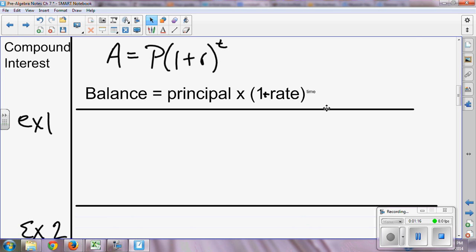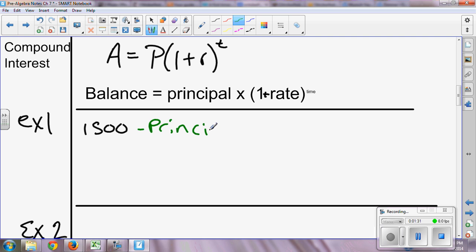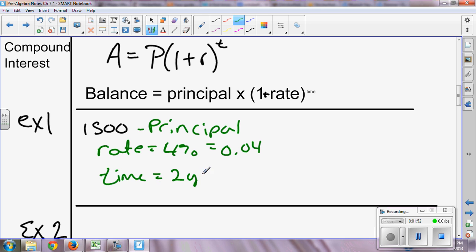Starting with example 1, find the interest earned after 2 years for the bond described above. People buy bonds as a way to earn money. If a $1,500 bond earns 4% simple interest, right there they're telling you that that is the principal because that's how much it's worth to begin with. 4%, so we have a rate of 4%, which is equal to 0.04, because remember we can't use it as a percent, we have to turn it into a decimal. How much will it earn in interest after 2 years, so our time will equal 2 years.